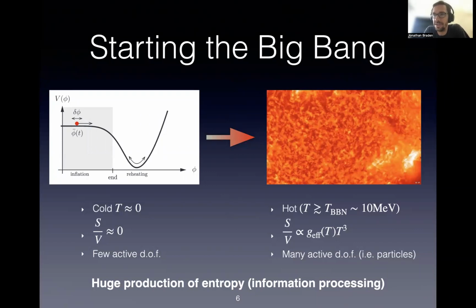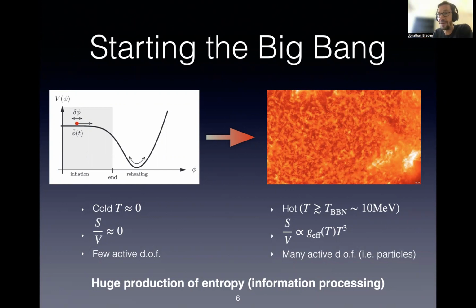It's sort of cold. It's zero temperature, which means there's no entropy, at least on sub-horizon scales. On super-horizon scales, that's a different question. And there's very, very few active degrees of freedom. The way we usually discuss inflation is that there's some field value, it's homogeneous everywhere, and it's interacting with an FRW metric. So there's a number that's time dependent that we have to track.